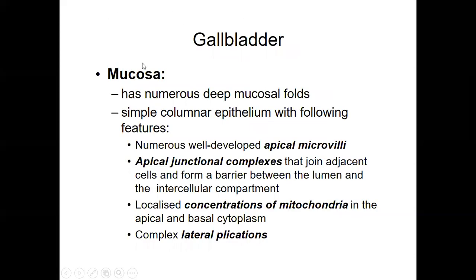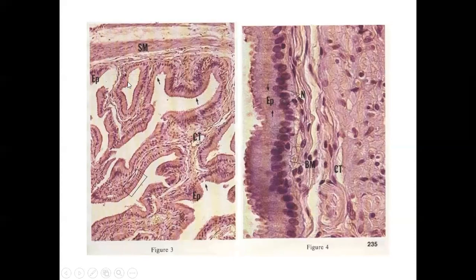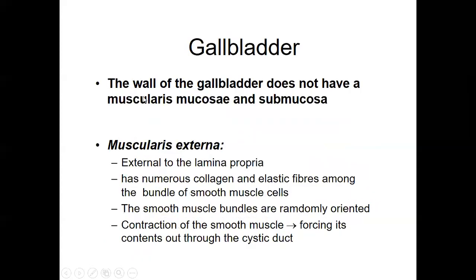For the gallbladder, the layers we have include the mucosal layer. The mucosal layer has numerous deep mucosal folds, meaning that the mucosal layer is not smooth. It's a folding. Maybe I need to show you the picture here. You can see here, this is the mucosal layer, and there is a folding structure here. It's not smooth.